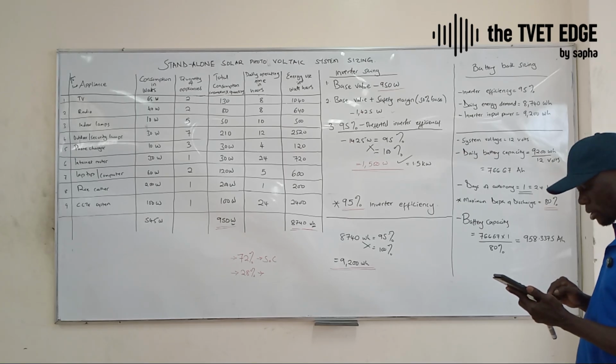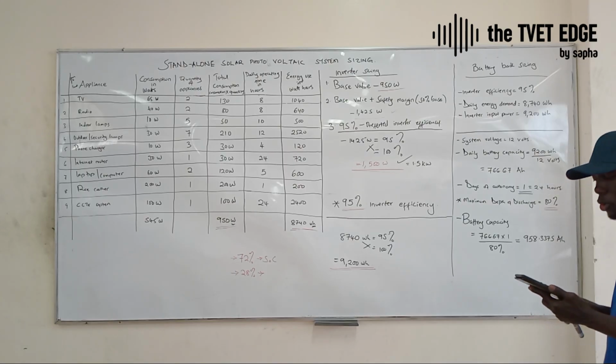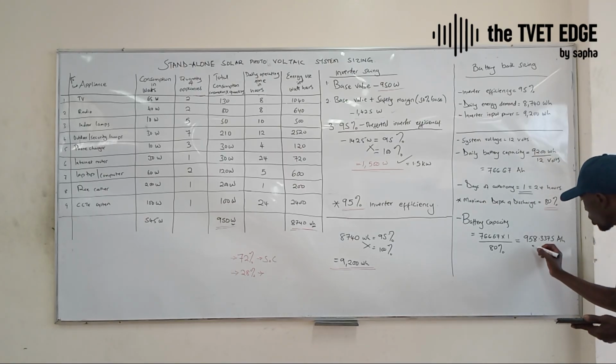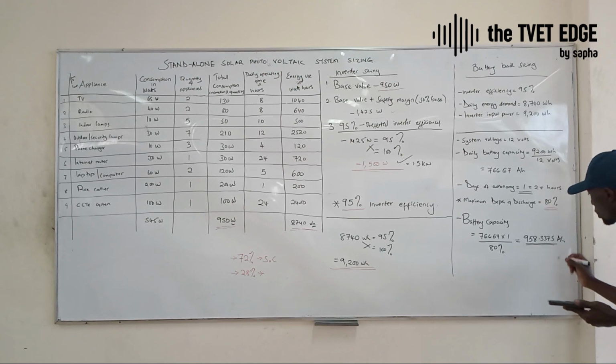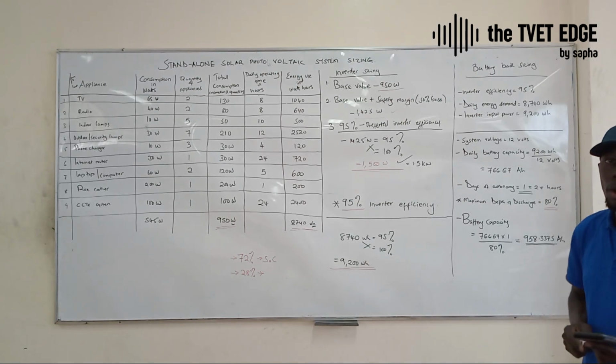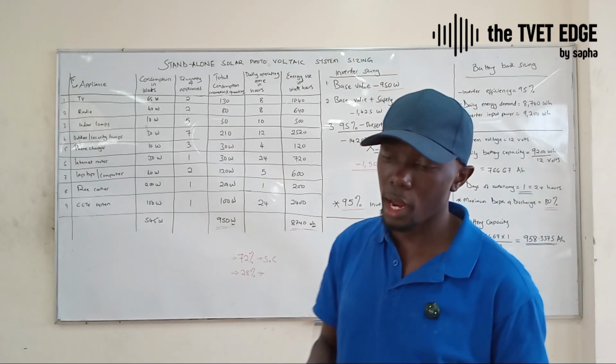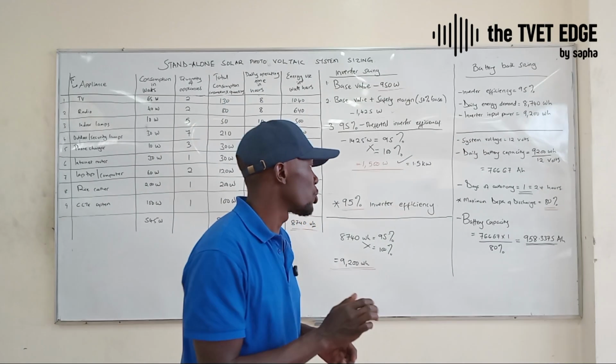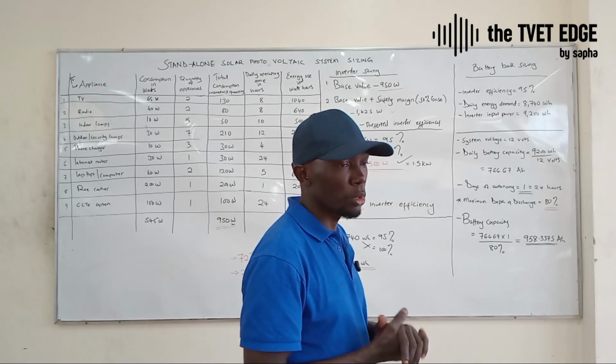Has everyone gotten that? This is the value we are looking for, 958.337 Ah. Now, at this point, there's another explanation that some of my students were struggling with. And so let me clarify.